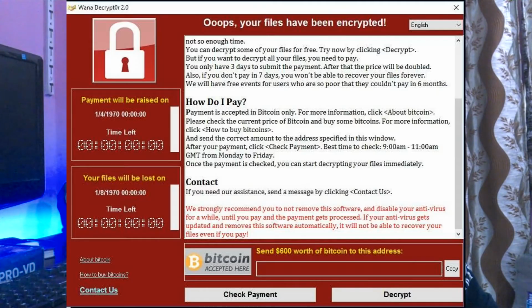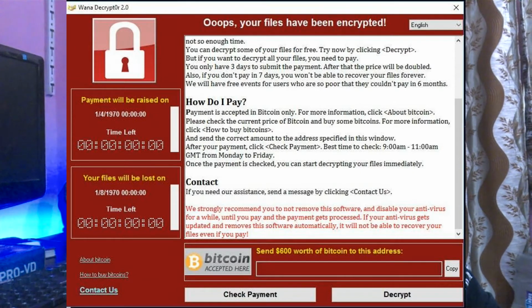It locks all your files, encrypts them, and scrambles the code so you can't open it. $300 for the first 2 days. If you can't pay that, it doubles to $600, and if you can't pay within 7 days, it just deletes all your data permanently. You have to pay in Bitcoin, via PayPal or any other way. They have their code listed, and this is a screenshot, actually, of a computer infected by this WannaCry ransomware.